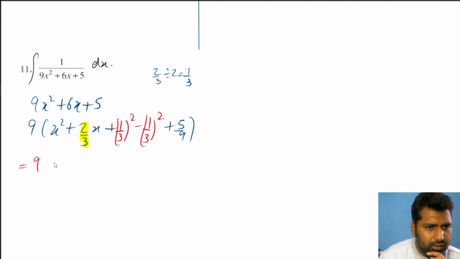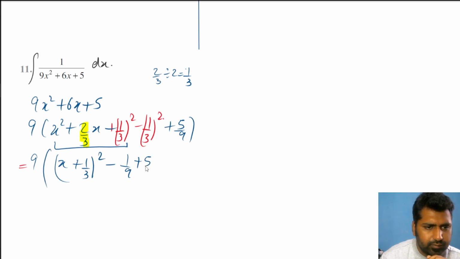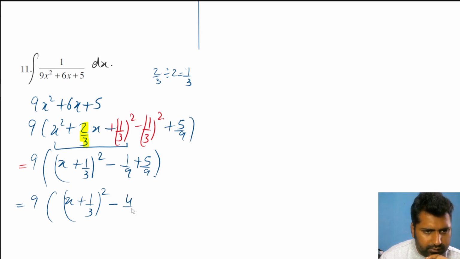And now 9 is common. Remember, 9 is common from the whole expression. So the first three parts become x square plus 2ab plus b square, a perfect square, so it is x plus 1 by 3 whole square, minus 1 by 9 plus 5 by 9. So simply it becomes 9 times bracket x plus 1 by 3 whole square minus 4 by 9. Okay, 4 by 9 is nothing but 2 by 3 whole square.